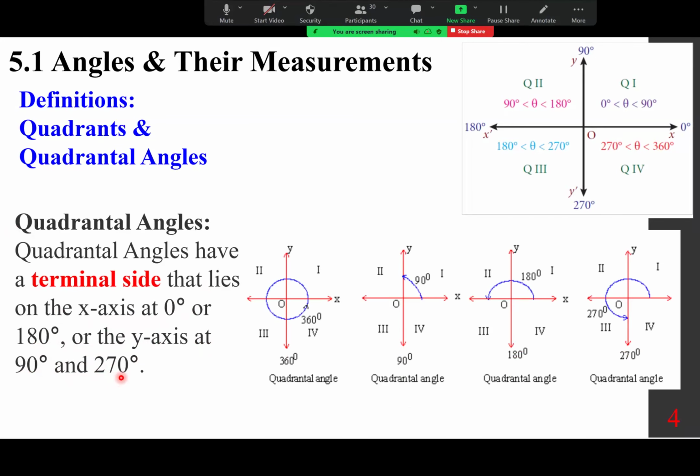So 90 degrees, 180 degrees, 270 degrees, a complete revolution gives us 360 degrees, all up. So basically, the angles along the x or y axis, if they end up having their terminal side on those, are considered quadrantal angles.